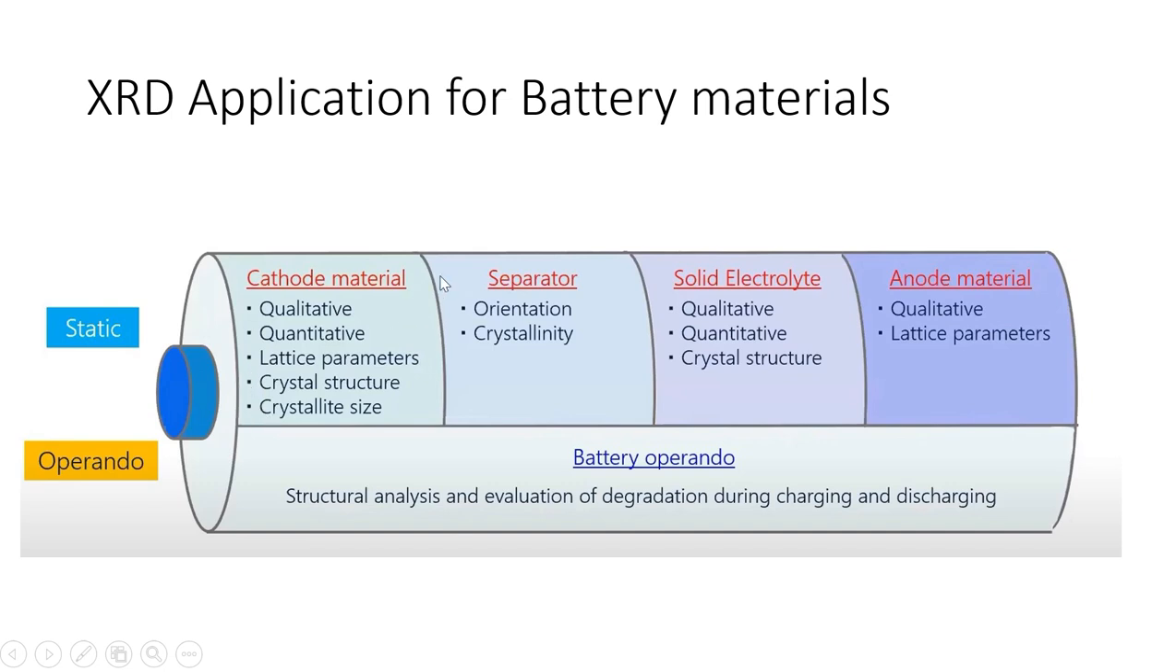In separators, XRD is used for the orientation analysis and the crystallinity analysis. And for solid electrolytes, the XRD is used for the qualitative analysis as well as quantitative analysis and for the crystal structure determination. And for anode materials, it is used for the qualitative analysis and for the lattice parameter identifications. In operando mode, XRD is used for the structural analysis and the evaluation of degradation during charging and the discharging.